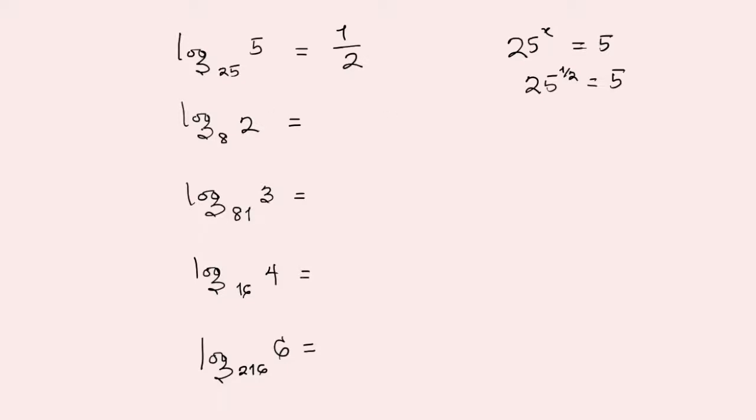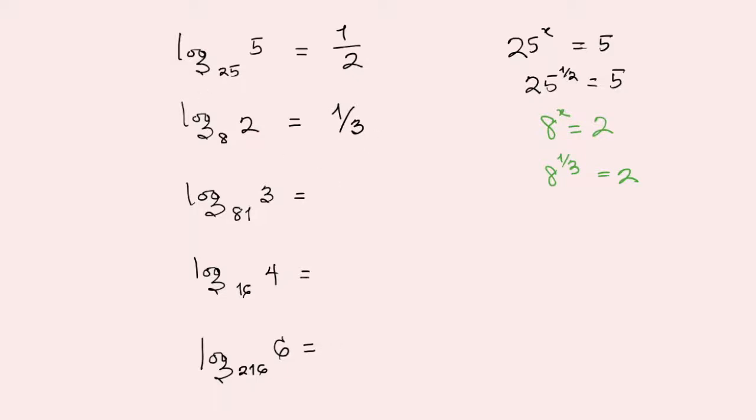The next one says, to what power do we have to raise 8 to produce 2? 8 raised to the power x is equal to 2. You can tell already that we have to find the cube root of 8, which means raising 8 to the power of 1 over 3 to produce 2. So the answer here is 1 over 3.